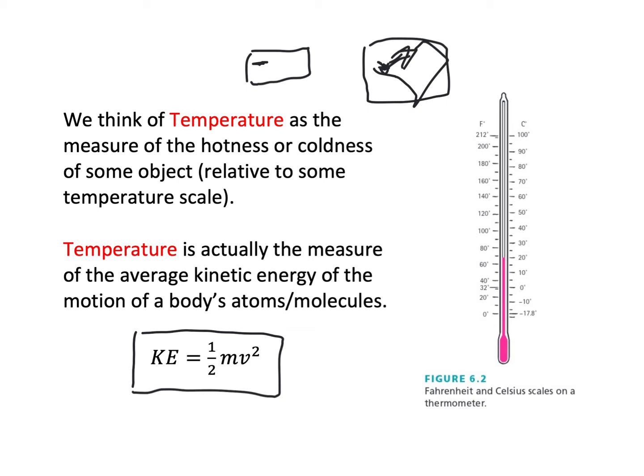Now, when we measure temperature, we generally do it via a temperature scale. You can see in the image over here on the right the two most common temperature scales used in the world today. There's the Fahrenheit scale, which is used in the United States and not very many other countries, but maybe a few. And then there's the Celsius scale, which is used in most of the rest of the world besides the United States. And we'll talk a little bit more about this as we go.